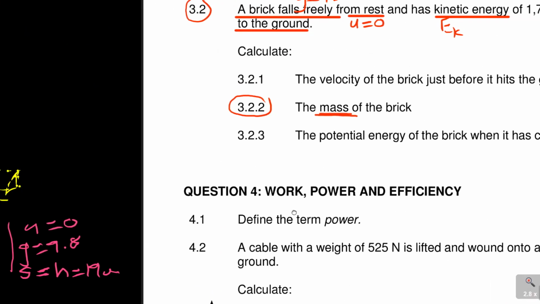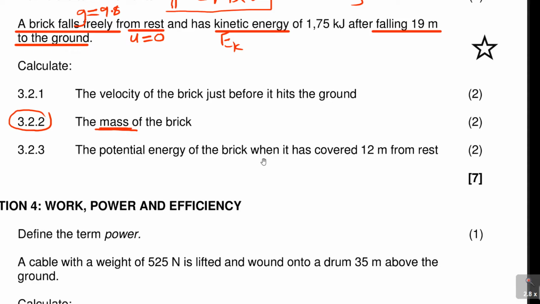And then lastly, what is it? The potential energy of the brick when it has covered 12 meters from rest. Now you need to be careful here. That's where you need to be careful. Now, what is potential energy? It is energy due to position above the ground. Kinetic energy is the energy due to the motion of the brick. But for potential energy, you have to consider the position from the ground.